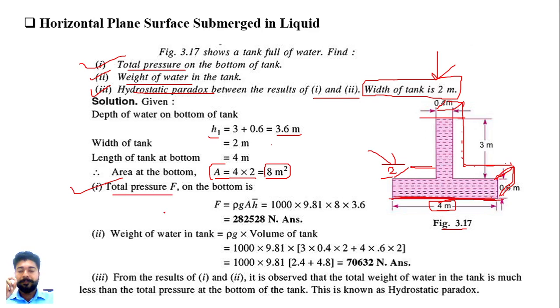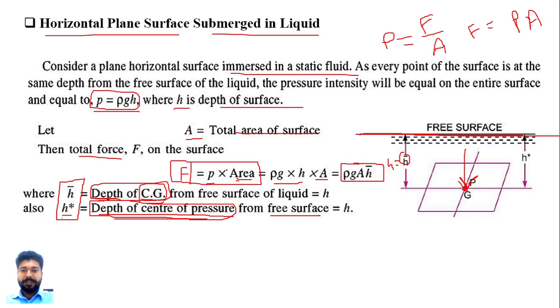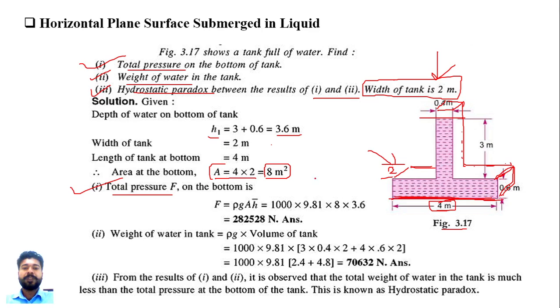Total pressure force F on the bottom equals rho g A h bar. This is the equation, as we already discussed, for the total pressure force, rho g A h bar, which is only applied for a horizontal plane surface that is fully submerged in a liquid. So simply apply this formula, F equals rho g A h bar.